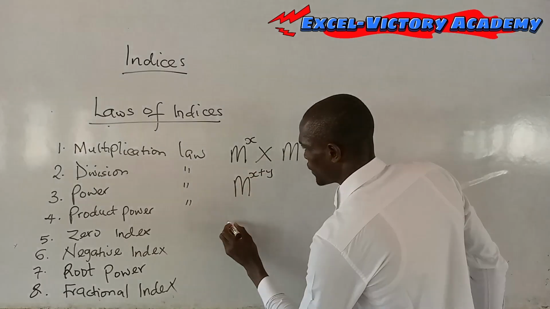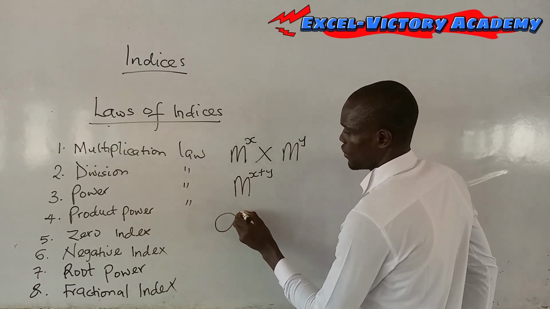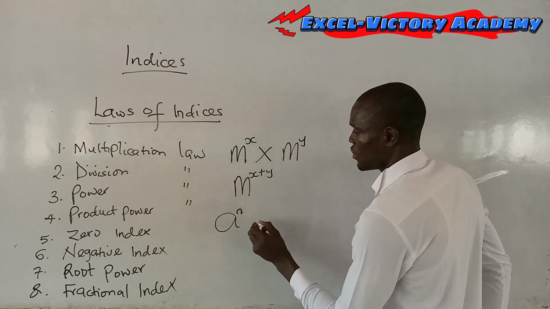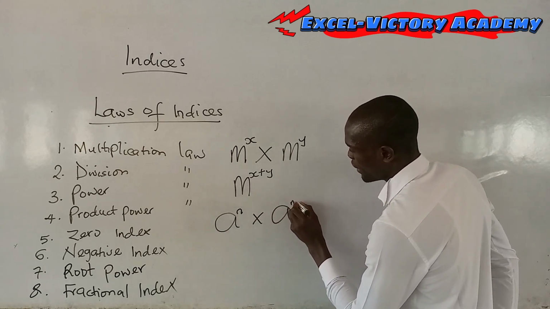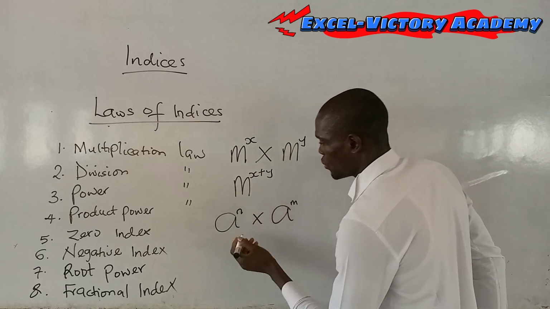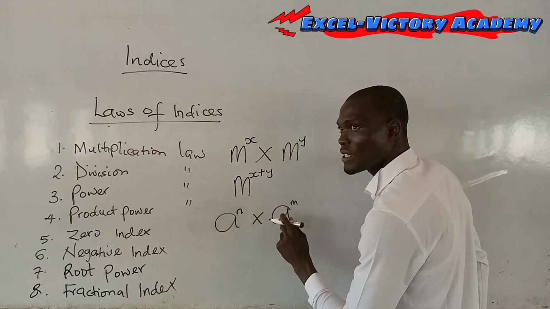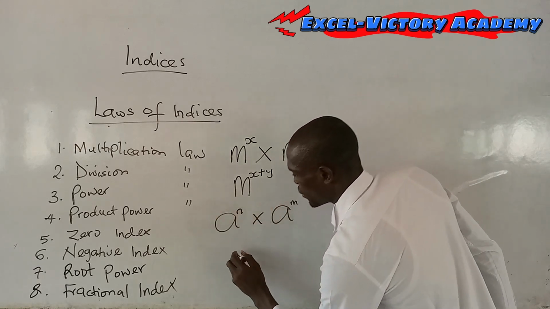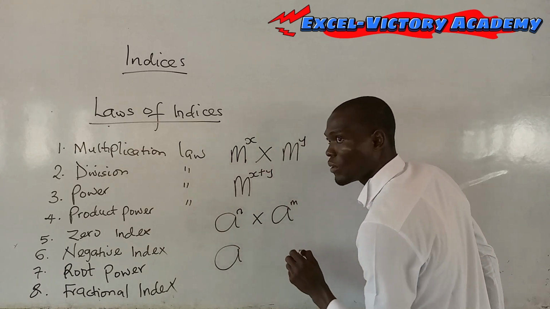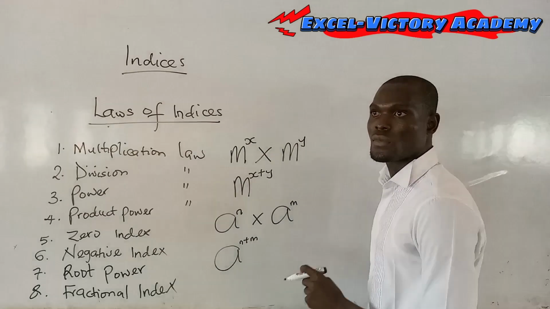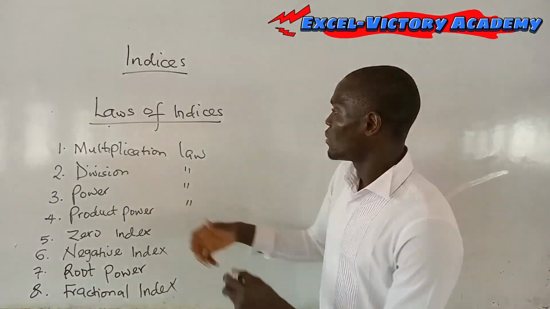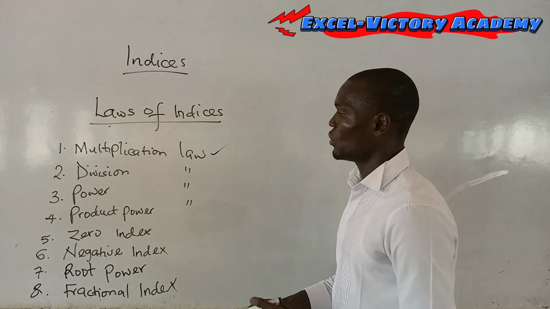Also, we have a raised to power n multiplying a raised to power m. Since the bases are the same, since you are multiplying similar terms, you pick one of the bases, then you sum the powers. So we are done with multiplication law.